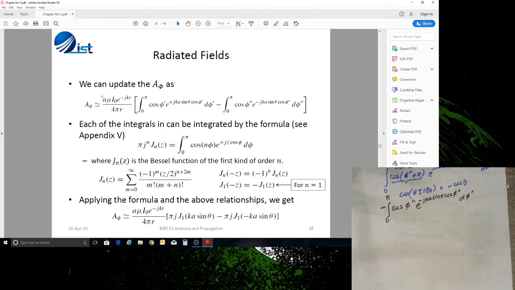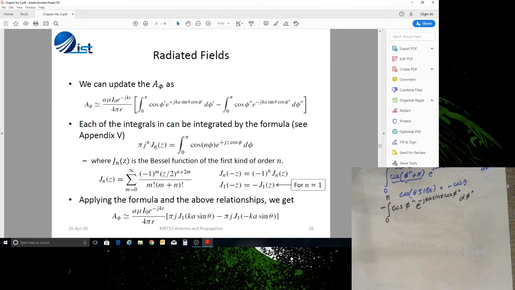Now we have the expression for A phi, which is the phi component of the auxiliary function. This is the first integral and this is the second integral that we just found. Each of the integrals above can be integrated by the formula. We can see in appendix 5 that the solution of this form of integral is pi j raised to power n, and this is the Bessel function of the first kind of order n. And this is the same Bessel function that, if you remember, we saw in the communication systems course when we studied FM.